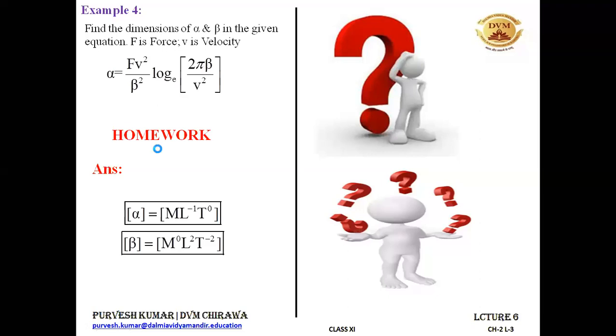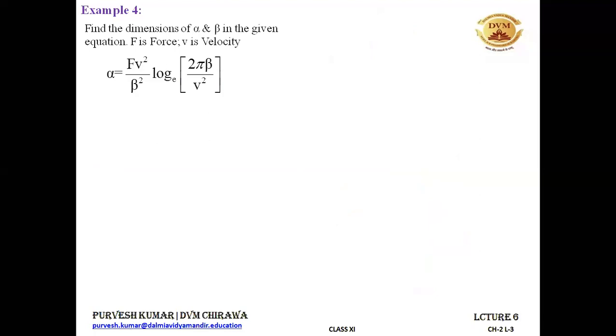So let's do this one. This was example number 4, and it says that if F is force, V is velocity, then we need to find the dimensions for alpha and beta involved in this equation. First we can find the dimensions for beta. I've told you the working rules, and in them I told you that log of some quantity is dimensionless, as well as whatever is present inside the brackets after log. Just like sine theta is dimensionless, and theta is also dimensionless. Similarly, log x is dimensionless, and whatever x is inside the brackets of log is dimensionless.